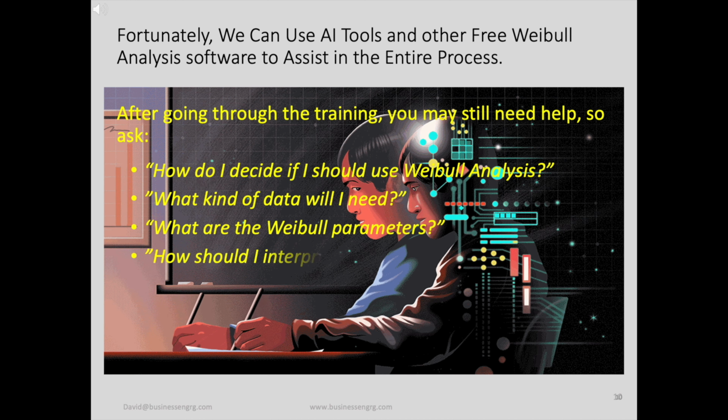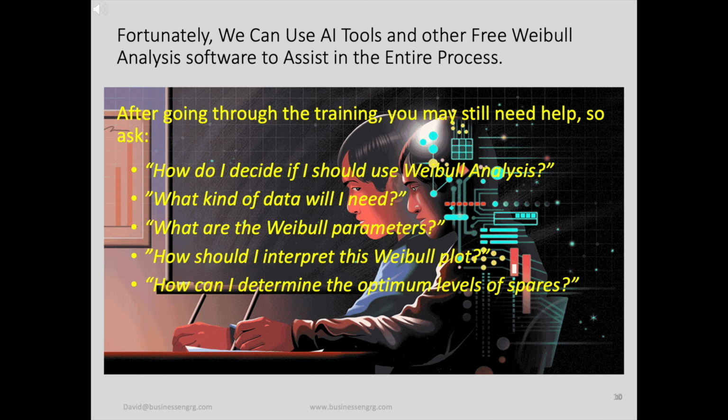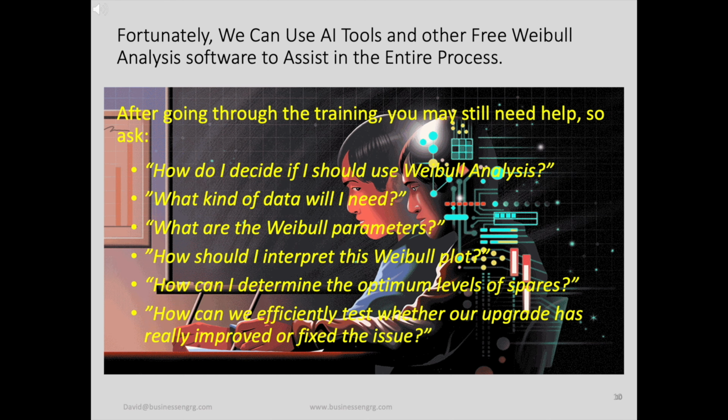Analyze this data for me. How should I interpret this Weibull plot? How do I use this to determine the optimum levels of spares we should carry? How can we efficiently test whether our upgrade has really changed or fixed the issue?